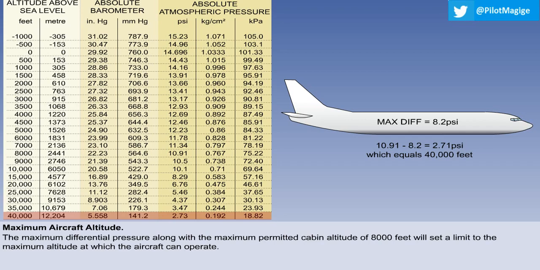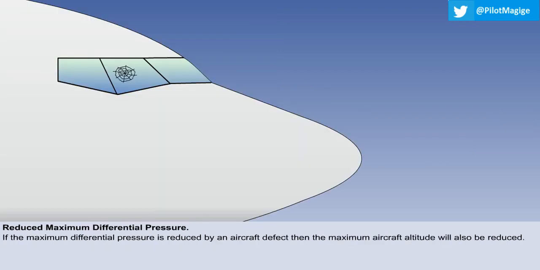Thus, an aircraft with a maximum differential pressure limit of 8.2 psi will have a maximum operating altitude of 40,000 feet. This is, of course, the pressurization limit. The aircraft's maximum altitude may be further limited by other factors. If the maximum permitted differential pressure is reduced by an aircraft defect, for instance, a cracked cockpit window, the maximum aircraft altitude will also be reduced by the need to maintain the maximum cabin altitude at 8,000 feet.